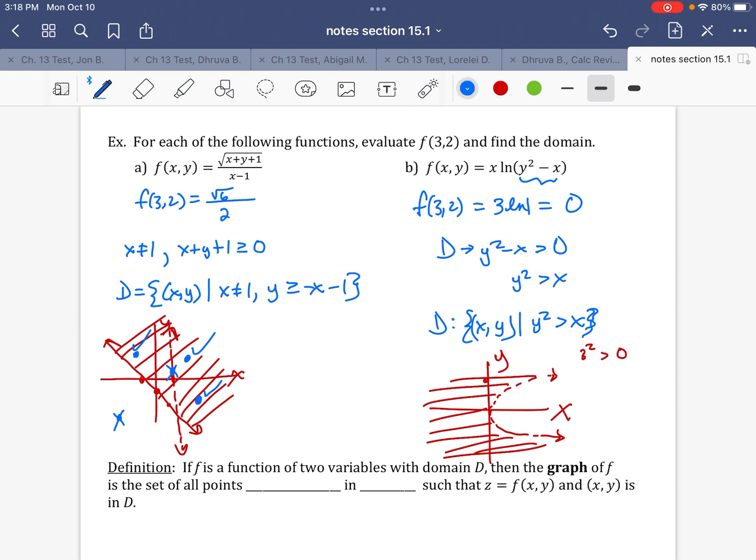All right, if f is a function of two variables with domain D, then the graph of your function is the set of all points x, y, z in R3. So that means you have a three-dimensional picture.